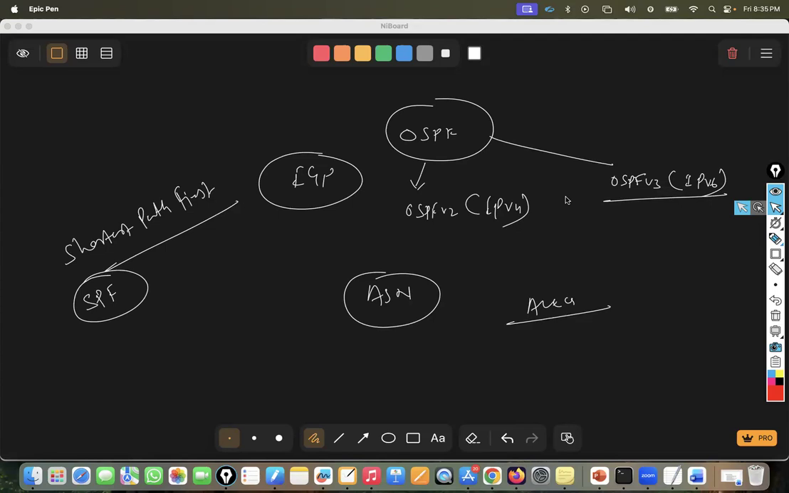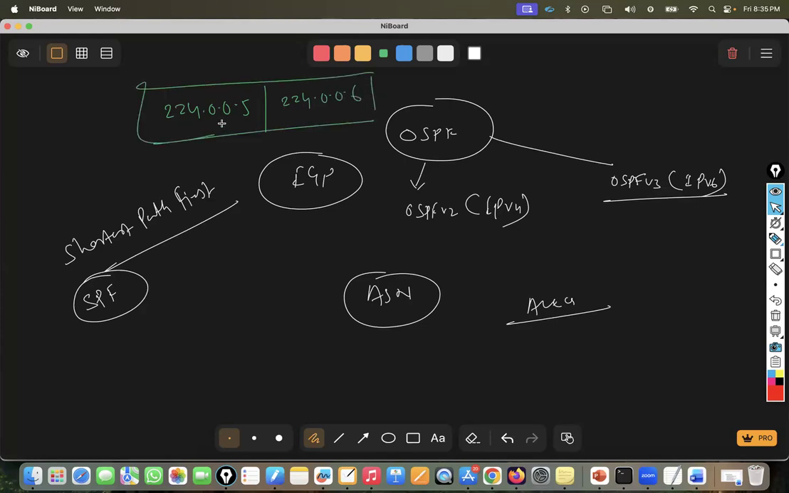They choose how and where to send the packet, and they use a unique address. There are two addresses they use. These are multicast addresses: one is 224.0.0.5 and one is 224.0.0.6. Not every router, only some routers use this one. I'll explain which router uses which address.